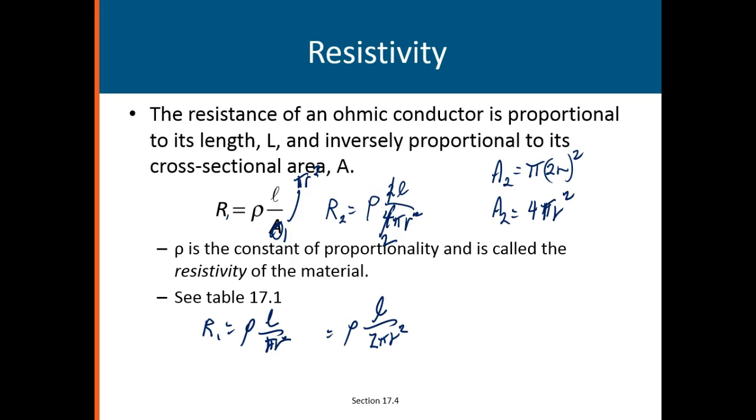So which one was that? That was less resistance. 17.6 should be B. Let's see what it is. 17.6, sure enough, is B. All right.